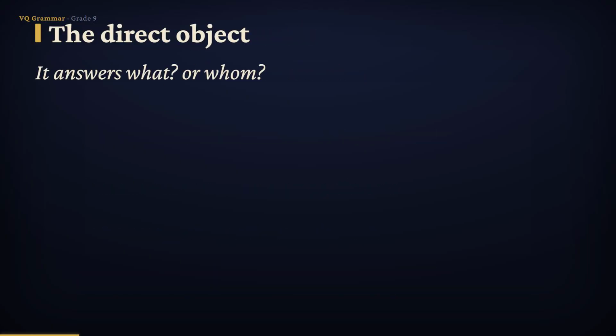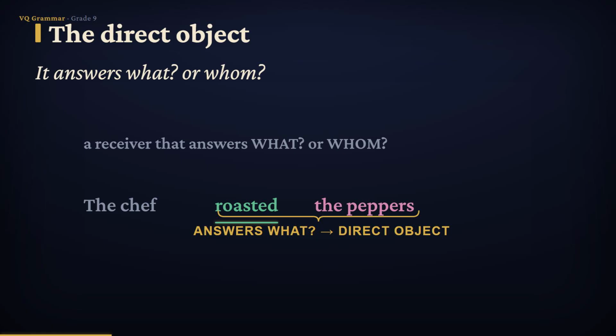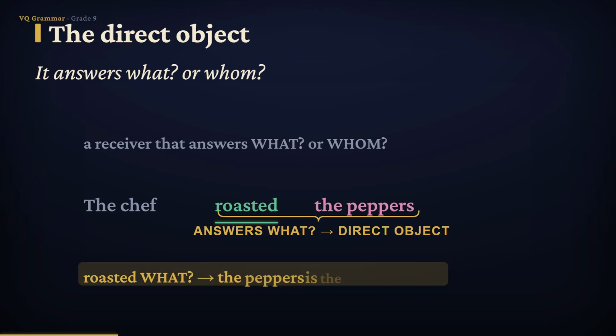Let's meet the first kind of complement, the direct object. A direct object is a receiver that answers what or whom after an action verb. Here's a sentence. The chef roasted the peppers. The verb is roasted, and when I ask, roasted what? The sentence answers back, the peppers. Because a word answers that what question, the peppers is the direct object. A direct object always answers what or whom right after an action verb.